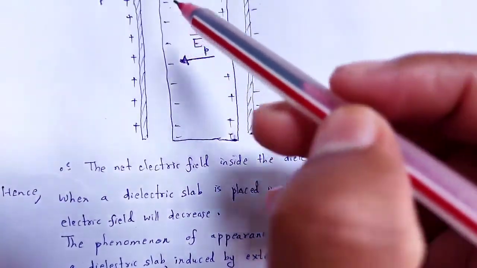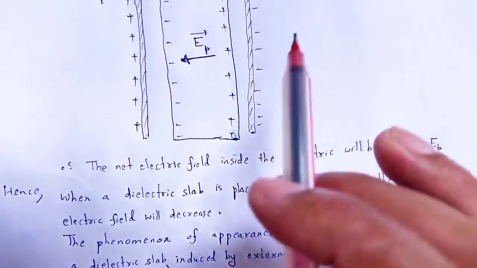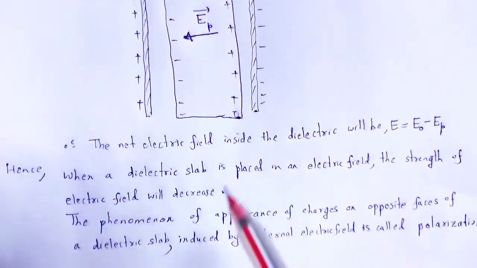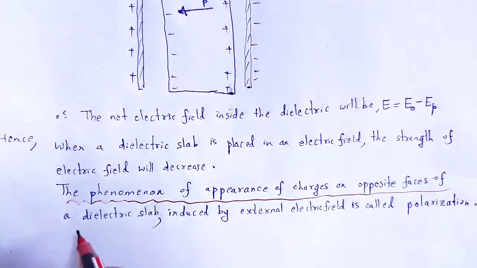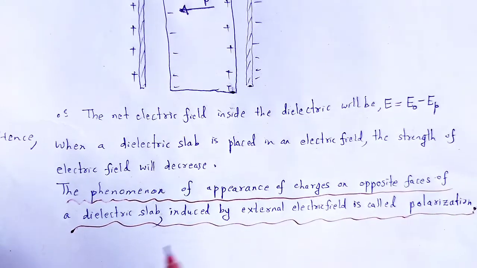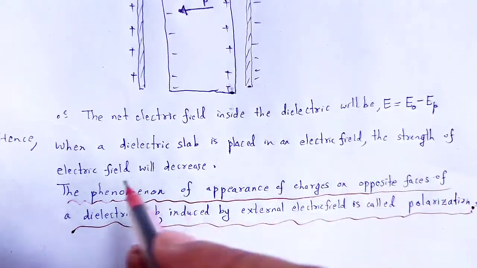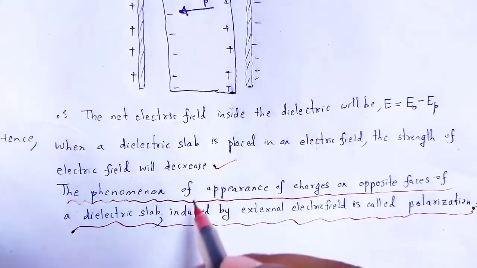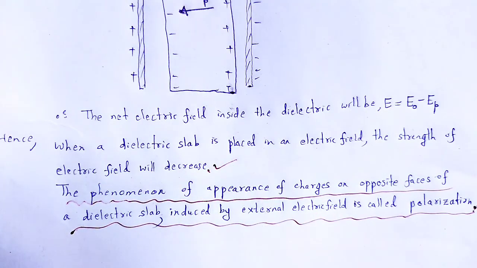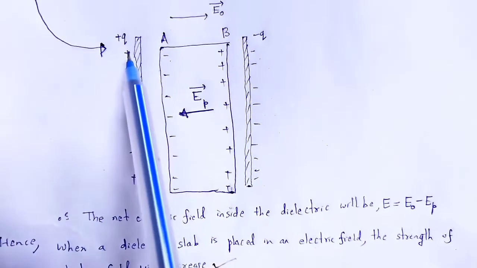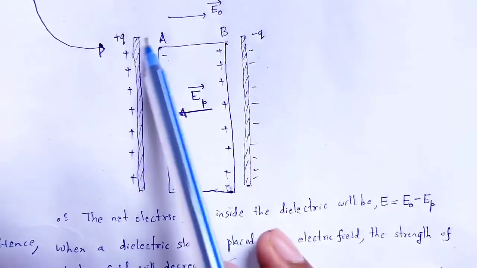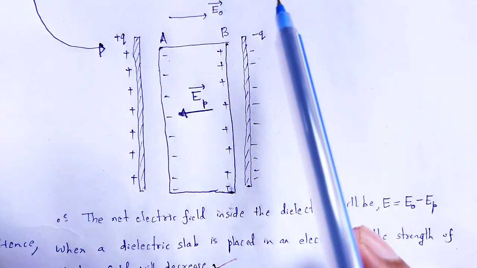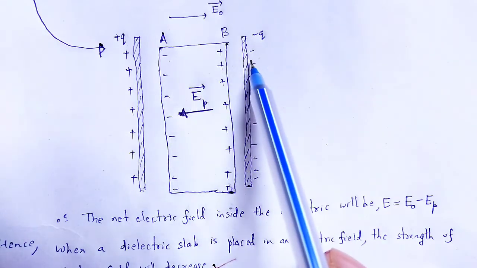The appearance of negative charge and positive charge at the two ends of the surface of the dielectric, that process is known as polarization, and due to polarization, the strength of electric field decreases. Now, the charges on the surface of the plates of the parallel plate capacitor are known as free charge.